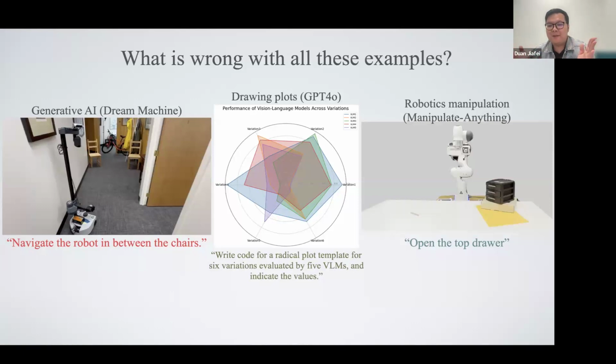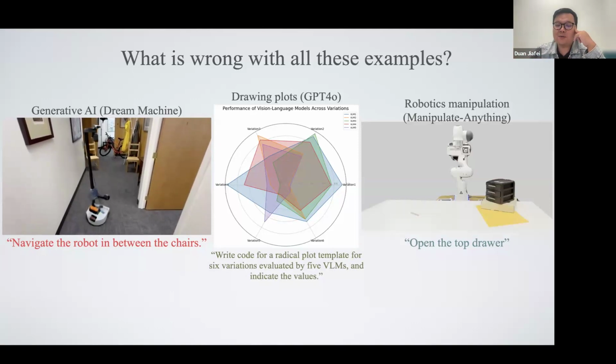So we all have been using these generative models or foundation models in our everyday life right now. So if you're a researcher or an entrepreneur or you are trying to hack out some product, you definitely use one of these. So for example, on the left, we have a generative model called Dream Machine.